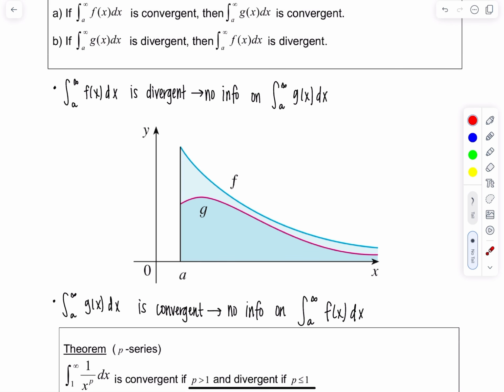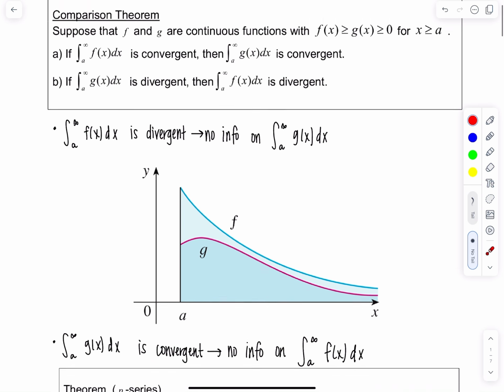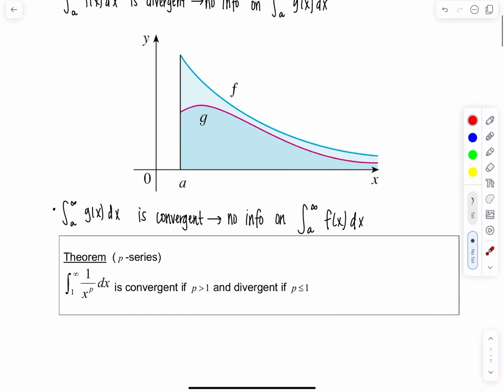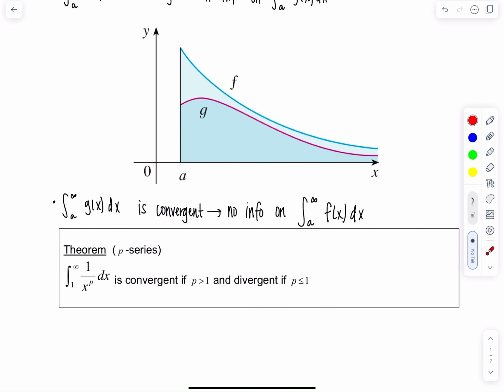Okay, so one key basis, which you should have seen already, that helps us apply the comparison theorem has to do with p-series. So if you have an integral from 1 to infinity of 1 over x to the p dx, this should have been proven to you in your notes, in your lecture at some point in this lesson. We say that this integral is convergent if p is greater than 1, and it's divergent if p is less than or equal to 1.